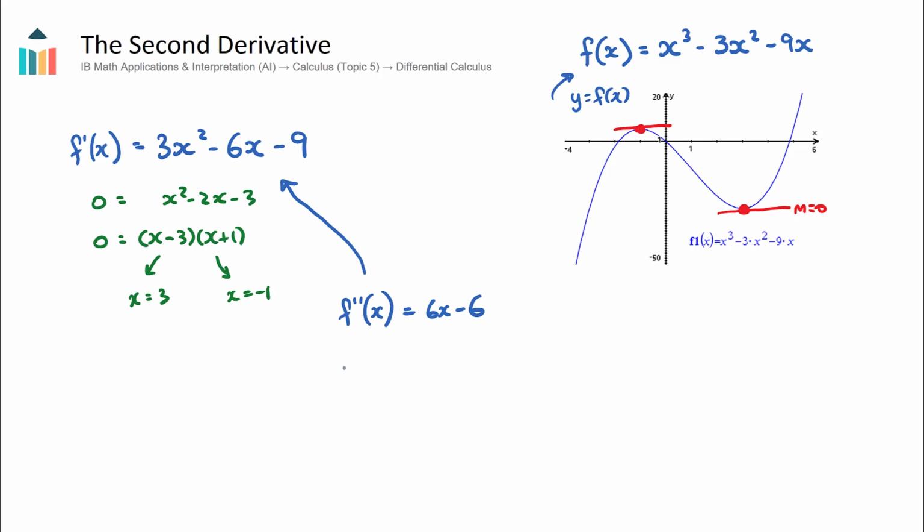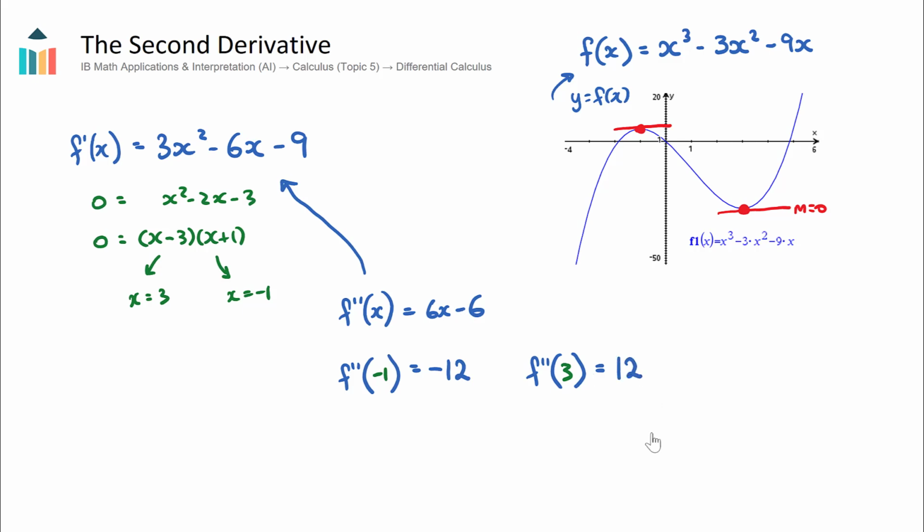Let's firstly find the double derivative when x is negative 1. I'm going to substitute in negative 1, one of the answers that we found here. And we will get 6 times negative 1, which is negative 6, minus 6. So negative 6 minus 6 is negative 12. Okay, let's do the other one. The double derivative when x is 3. And what do we get if we do that? Well, we would get 6 times 3, 18, minus 6, which is positive 12.